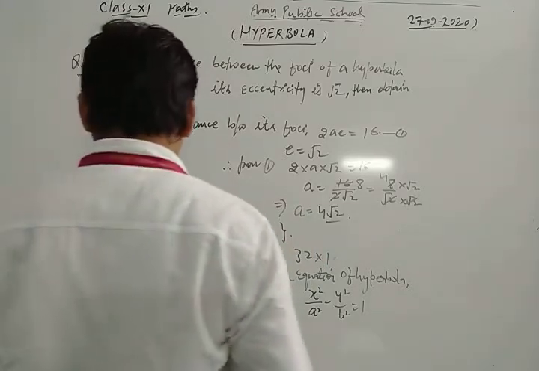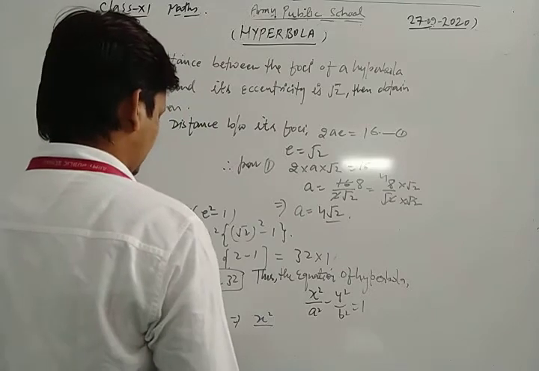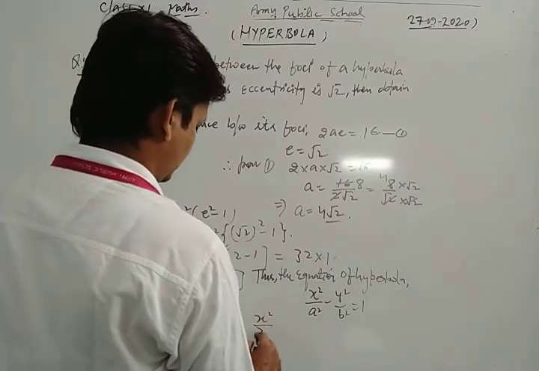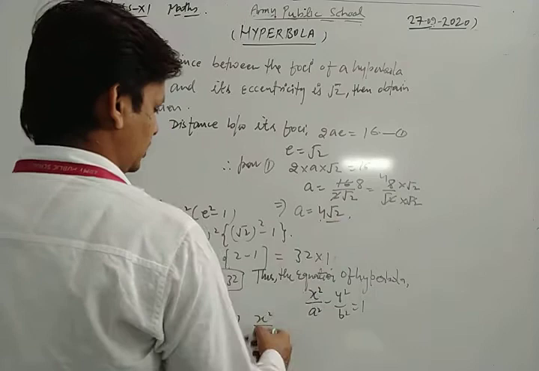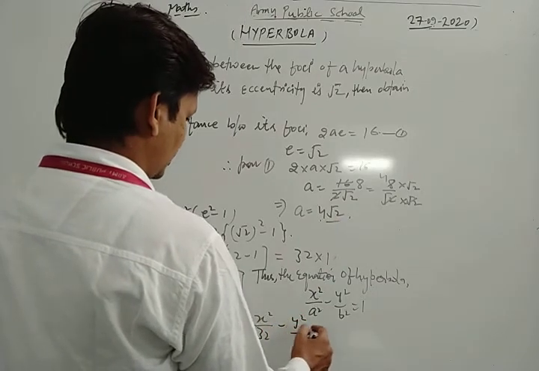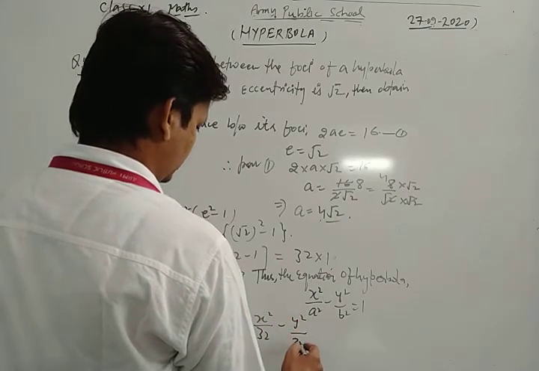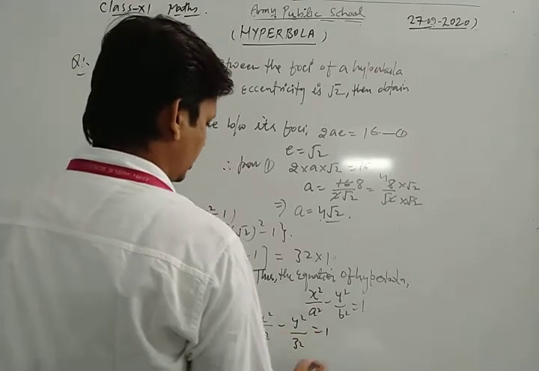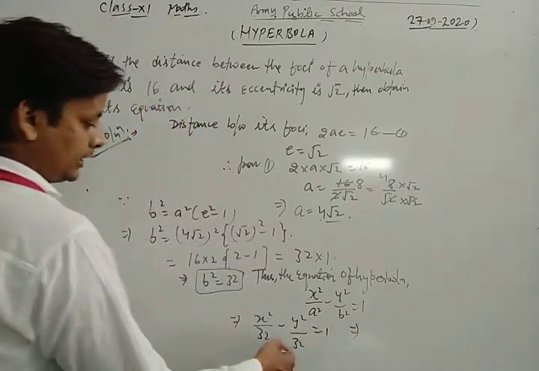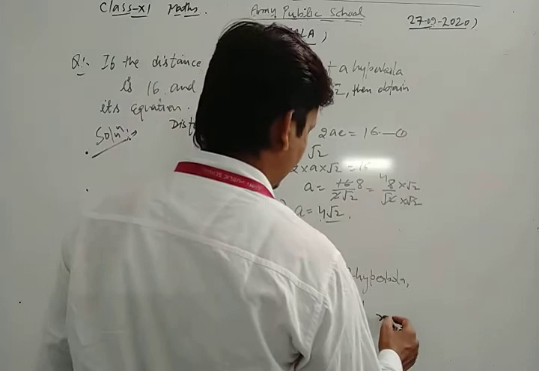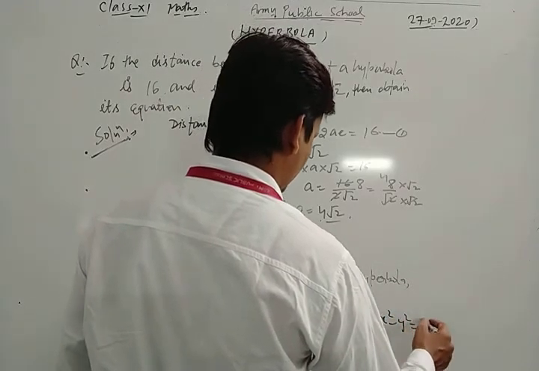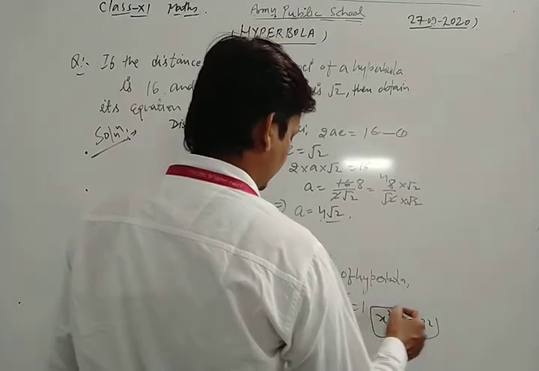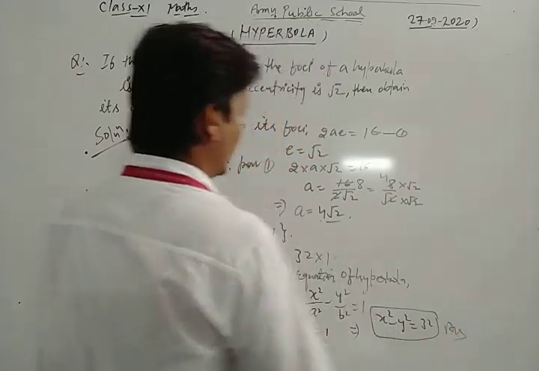Yes, 32. Over 4 4 is 16 to the 32, minus y square upon 32, the value of b square, is equal to 1. Now we can write, taking 32 as LCM, x square minus y square is equal to 32. This is our required equation of the hyperbola.